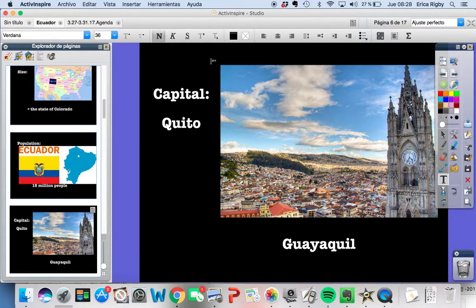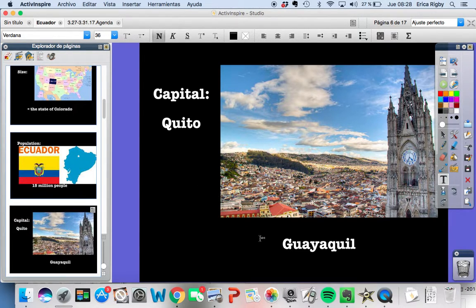The capital of Ecuador is Quito. So I flew into Quito for 7 days last spring. And the city is a very long, narrow city. It is nestled in the mountains. And so it can take you over an hour to drive from one end of the city to the other end of the city. Quito is the capital.